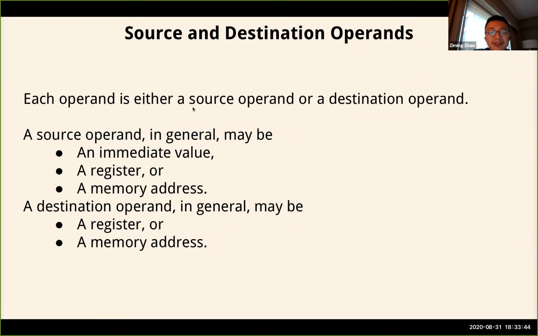Each operand is either a source or a destination. A source obviously can be an immediate number, a register, or a memory address, but the destination cannot be an immediate value. It can only be a register or a memory address.